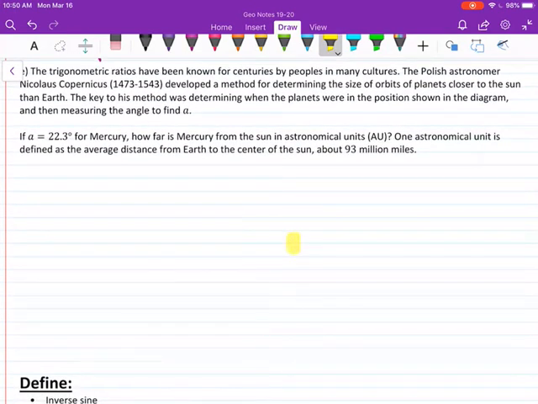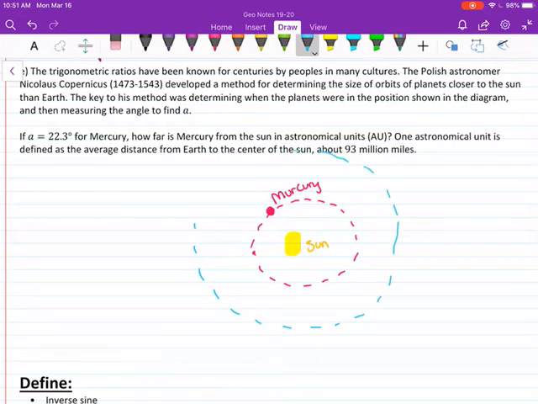So we have the sun going on here. So here's our nice, beautiful sun. And then around the sun, Mercury orbits. Okay, so here is Mercury. And then a little further is the Earth's orbit. So here is the Earth.